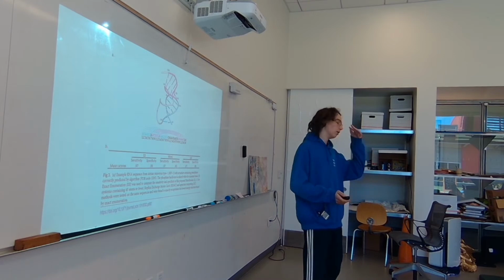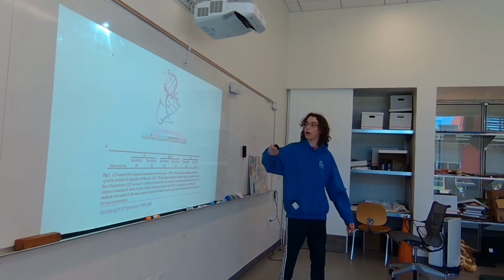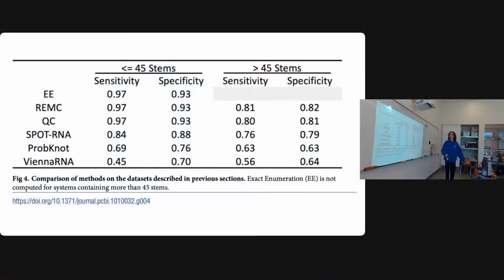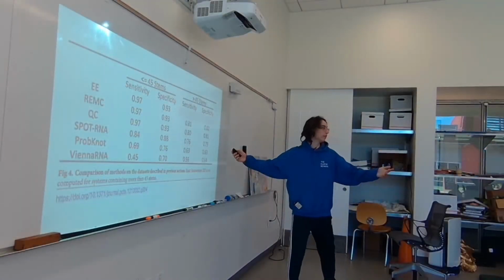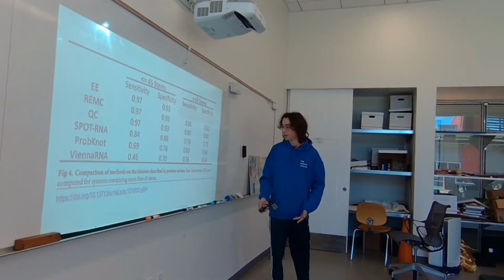So they wanted to try it on something that was a little more complex. And for that, we have this data table, which is less than 45 stems and more than 45 stems. And as you can see, these are other types of predictive methods that are widely used today. As you can see, the quantum computer scored in the top range for both of these metrics. It's as good at everything that classical computers can do.